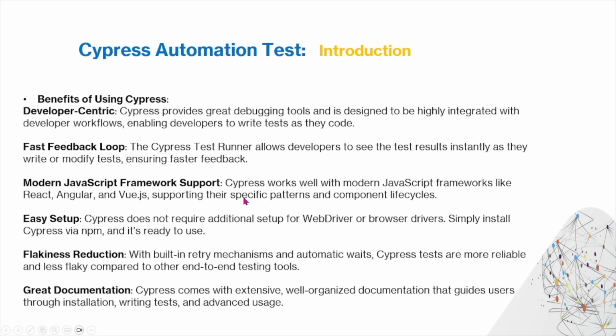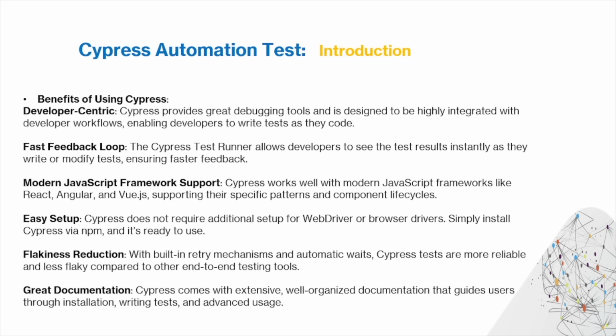So some of the benefits of using Cypress. The first is developer-centric. Cypress provides great debugging tools and is designed to be highly integrated with developer workflows, enabling developers to write tests as they code. Cypress also has a fast feedback loop. The Cypress test runner allows developers to see the test results instantly as they write or modify tests, ensuring faster feedback.